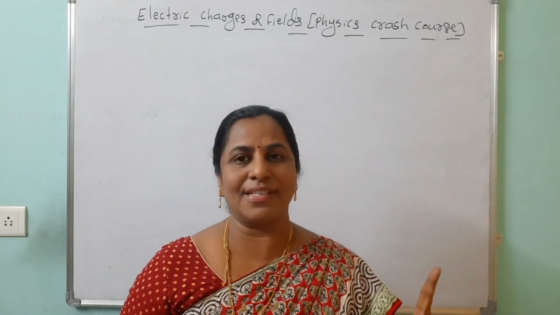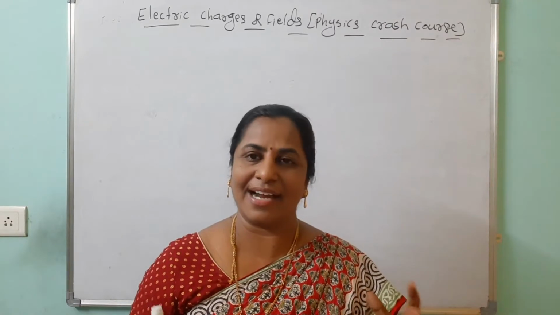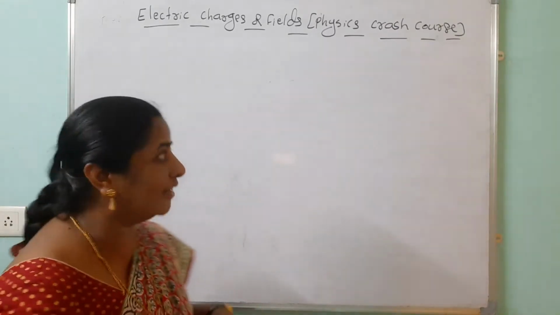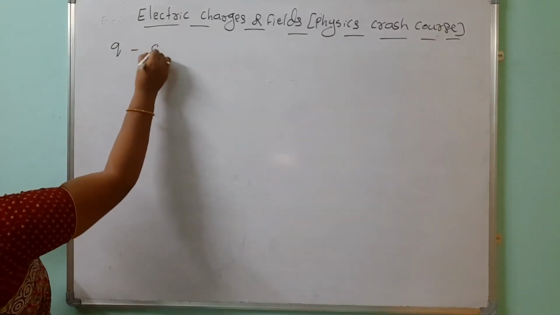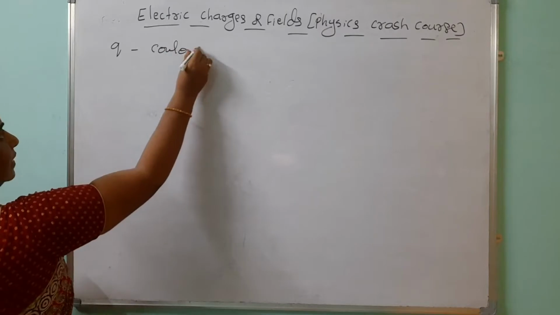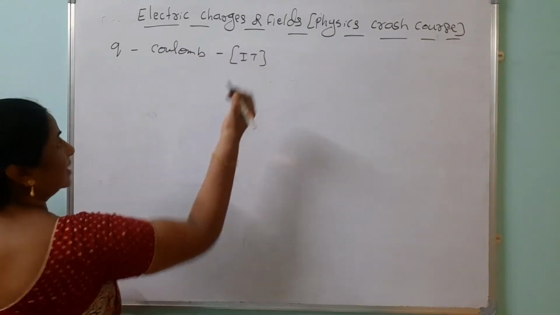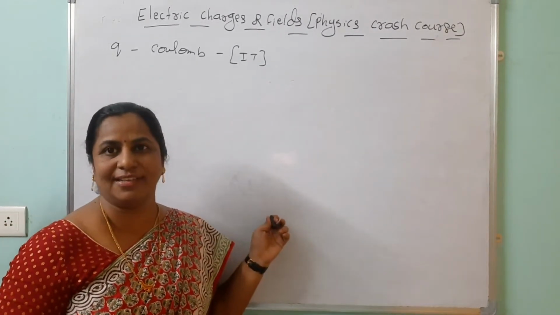How can you remember this one? IT, information technology. Current into time is nothing but IT. Like that you should remember that. So here charge is the property of matter. The unit for charge is the coulomb and the dimensional formula is IT, information technology. It's not correct meaning, just for remembering purposes I am saying that.